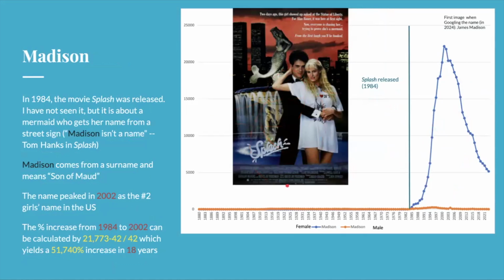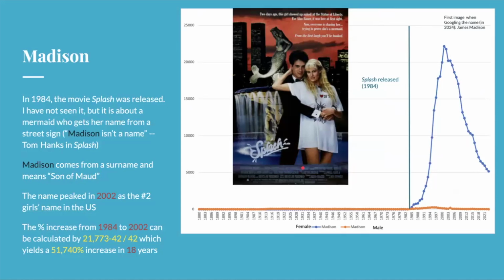Next is another one of my favorite names in terms of where we get it from. This is a movie poster for the 1984 movie Splash. I have not seen it, but it is about a mermaid who gets her name from a street sign. And actually, Tom Hanks' character, funnily enough, says Madison isn't a name. I don't know, I found a clip of that part. But Madison comes from a surname and means son of Maud.